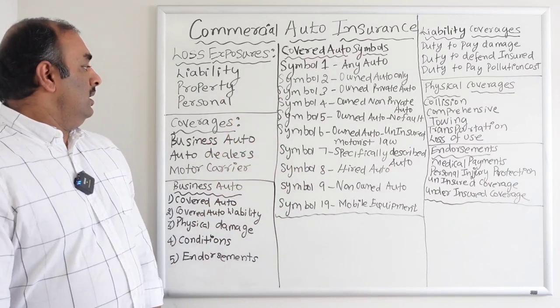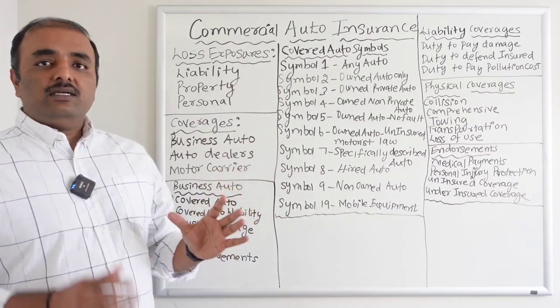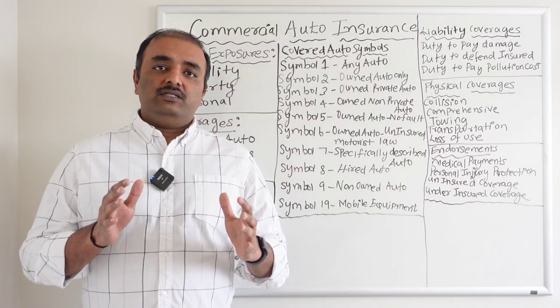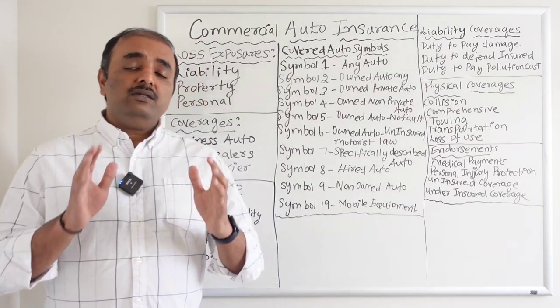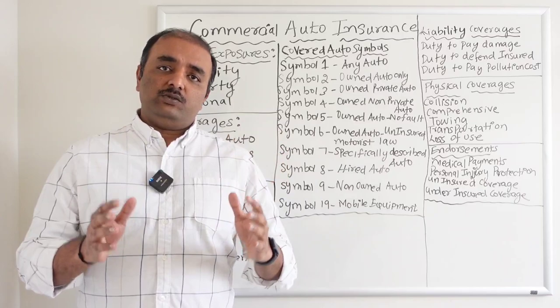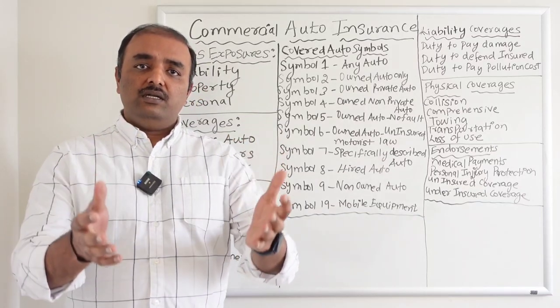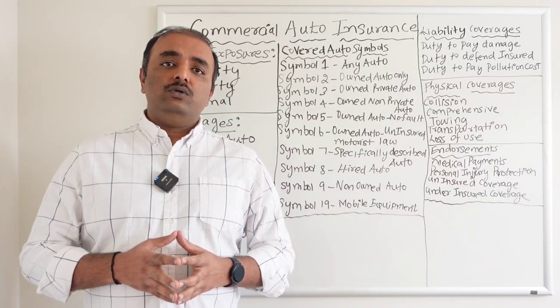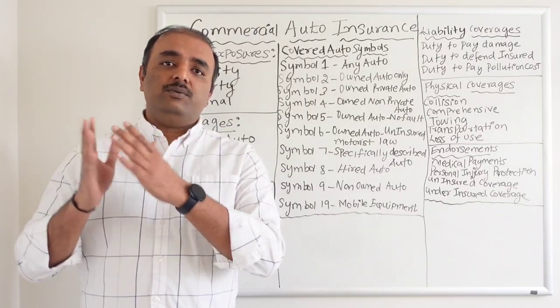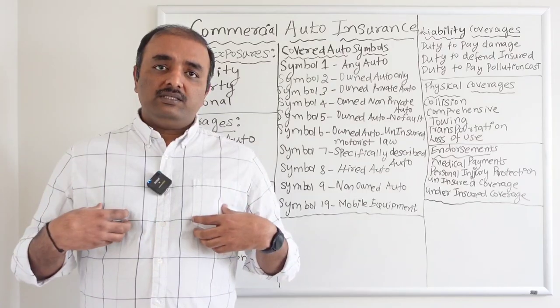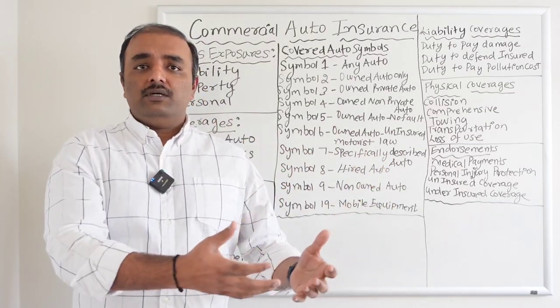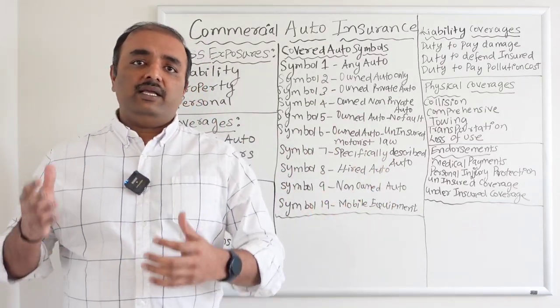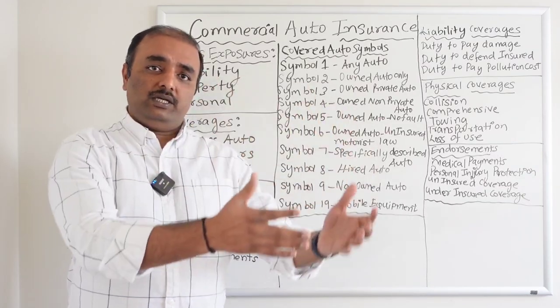Now, what are the different coverage forms we have for commercial auto? This is very important, because a personal auto insurance is very straightforward. You have a car, you use it for personal use and you have insurance. But in the case of commercial auto, you have different kinds of possibilities, right? One, I can have my own business. I can use my car for traveling or taking my goods from one location to another.